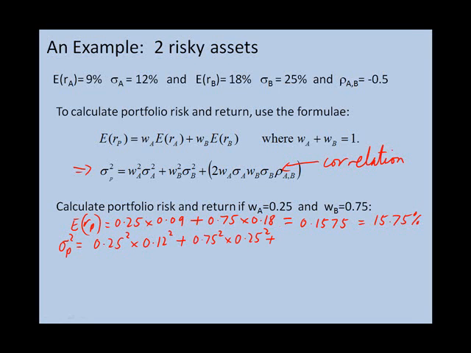plus the correlation term, which is going to be 2 times by the weight in asset A times by the standard deviation of asset A times by the weight in asset B times by the standard deviation of asset B times by the correlation, minus 0.5.